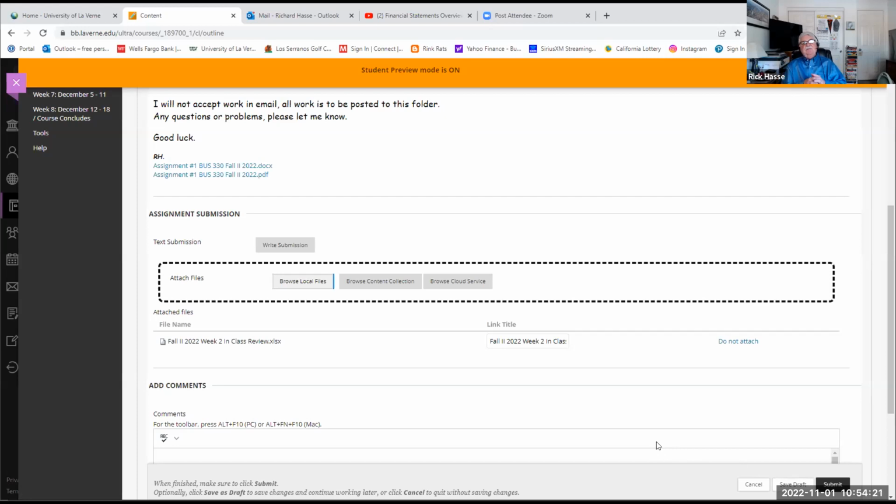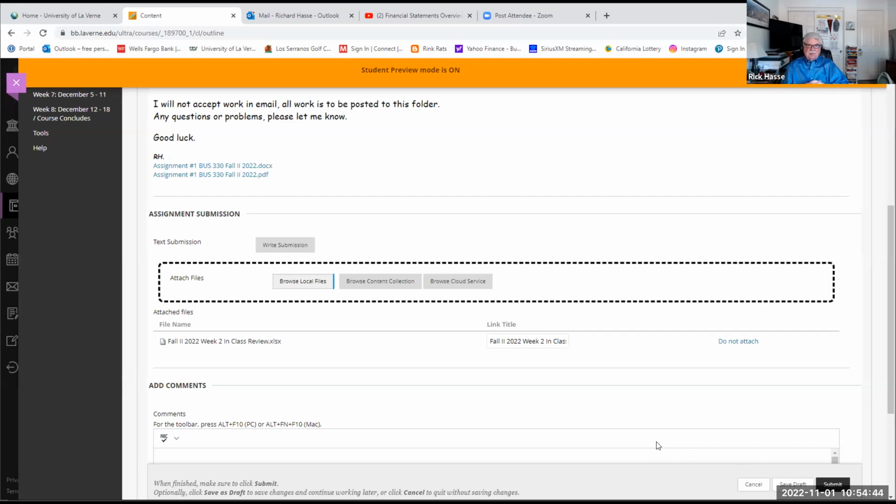Now, Blackboard doesn't give you any indication that the file has been uploaded properly or not. Do not worry about that. If I see some trouble in your uploading of your file, I will let you know. But again, make sure you have your name on your file folder that you submit so I know who you are, and go ahead and then submit that file folder.